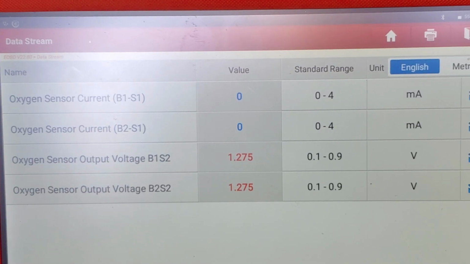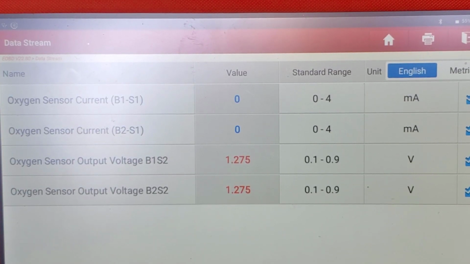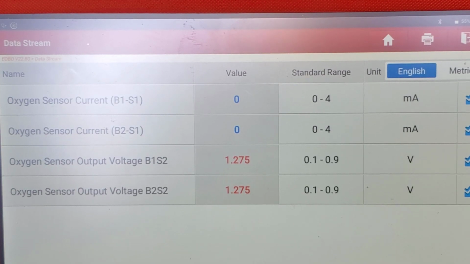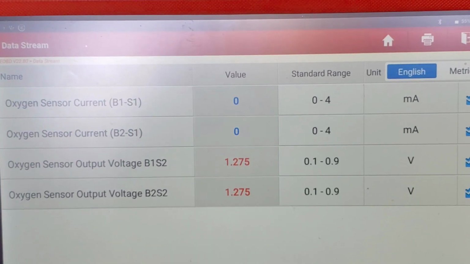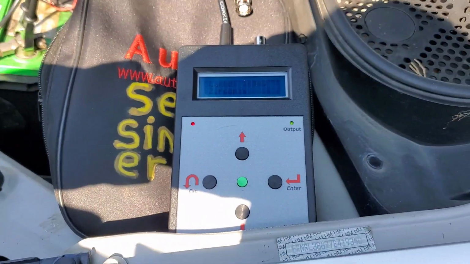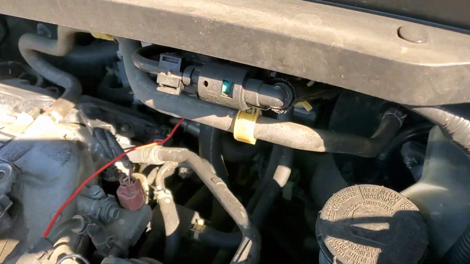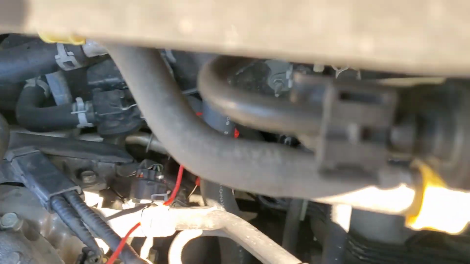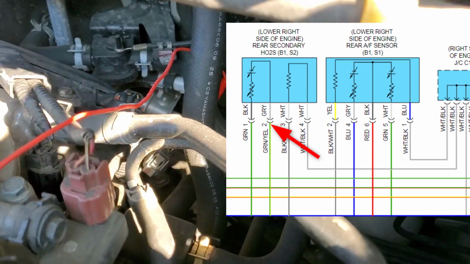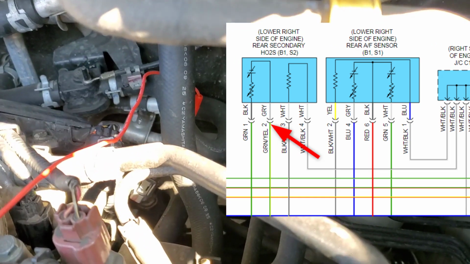So right now what I'm gonna do is inject voltage on the bank 1 sensor 2 to check the integrity of the wire. At this point, this one should be enough, but I wanted to find out if the computer is capable of processing that voltage with the simulator. Let's do that. So I have here the simulator, and what's gonna happen is I'm gonna connect that one on the back of the O2 sensor signal wire back there.